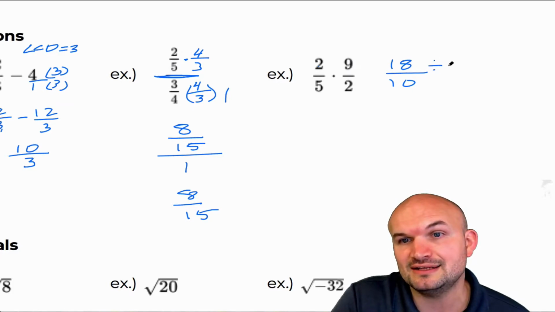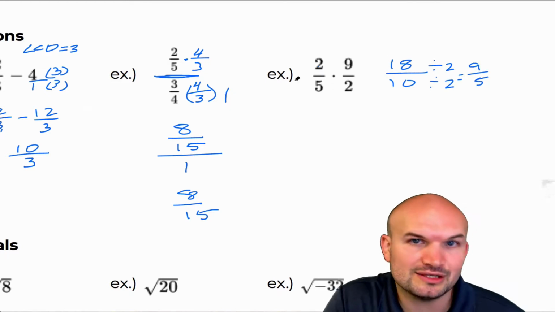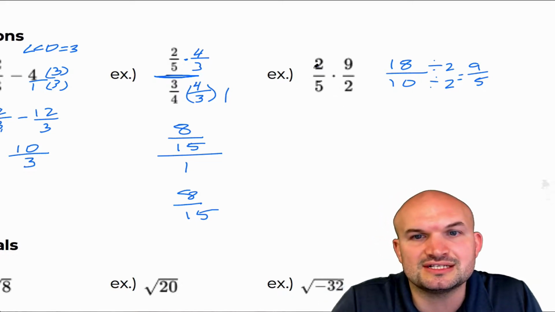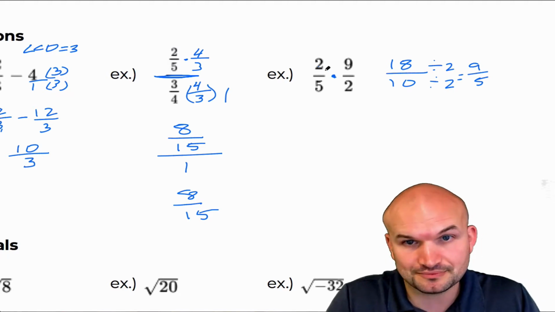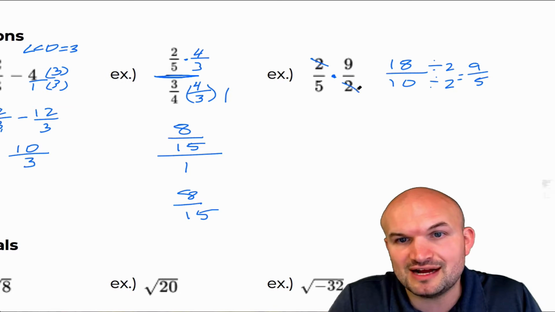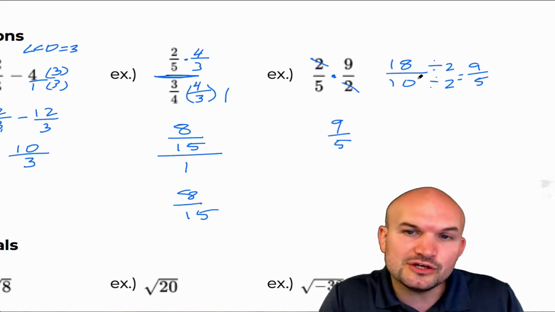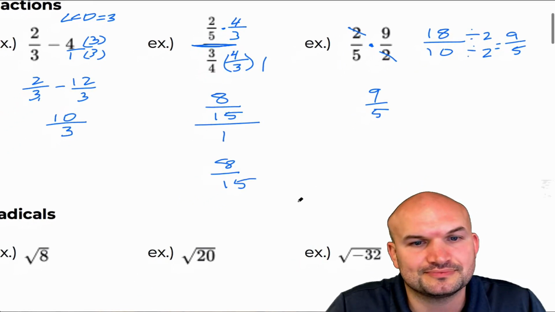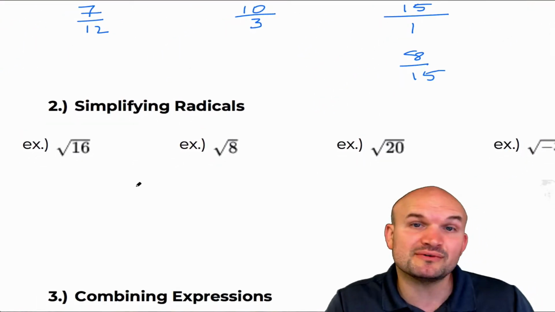So if you divide the top and the bottom by 2, you get 9/5. Okay? Well, another way to look at this is simplifying fractions before we apply our operations. And what you notice is, since these fractions are separated by multiplication, I can take 2 divided by 2 and divide that out, and therefore I'm just left with a 9/5. So you can go through the process, but always look to be simplifying your radicals first, or simplifying your fractions first. All right, moving on to simplifying radicals.